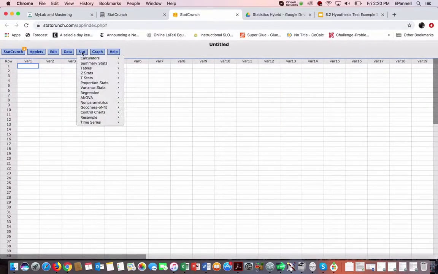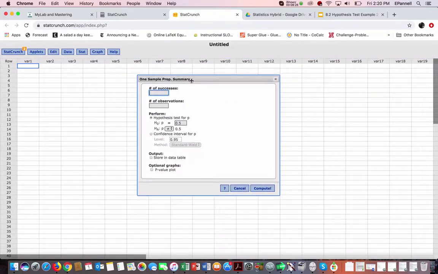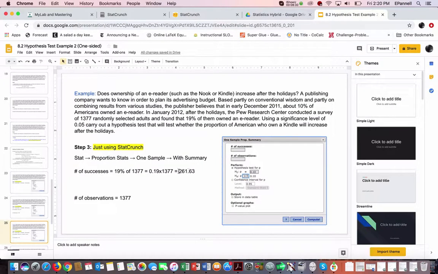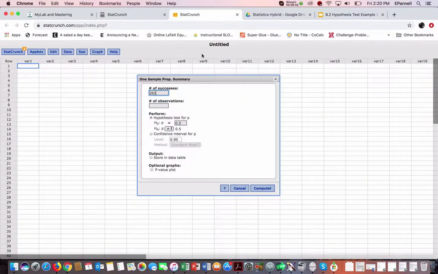So here we go: Stat, Proportion Stats, One Sample, With Summary. And this is the box I was just showing you on the slides. We fill in 262. I've just rounded the number that we got over here. I'll show you guys. So this is 261.63. And I'm just rounding it to 262 to make it make more sense because this is number of people. And then we put in 1377, that's number of people we surveyed, and we have this checked already.